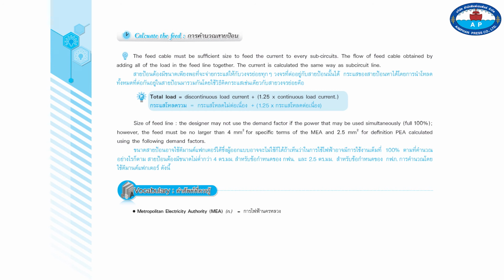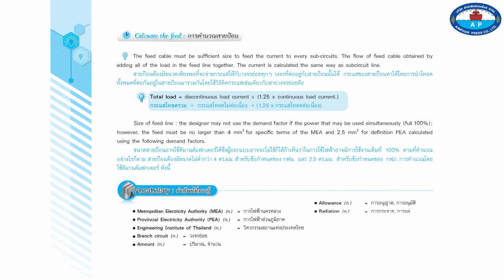Vocabulary: Metropolitan Electricity Authority, MEA. Provincial Electricity Authority, PEA. Engineering Institute of Thailand. Branch circuit. Amount. Allowance. Radiation. Permanently. Regulation. Various. Simultaneously. Prohibit.